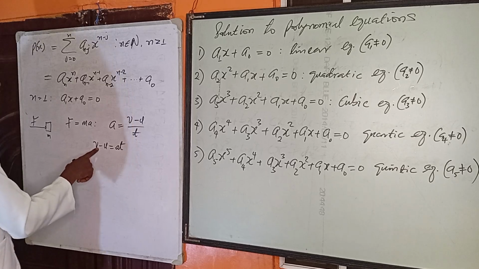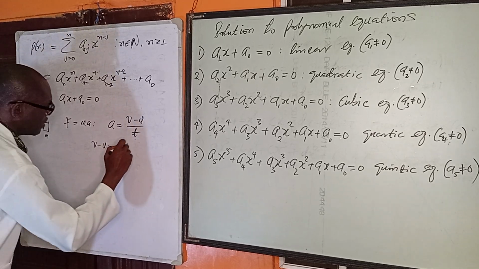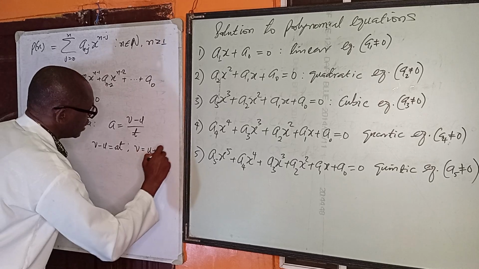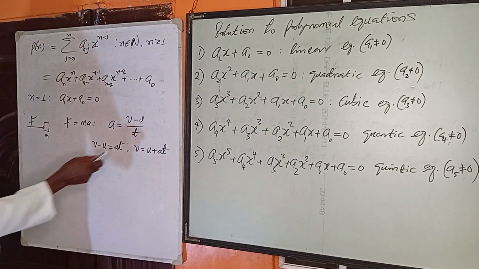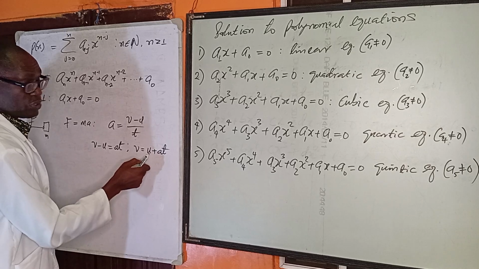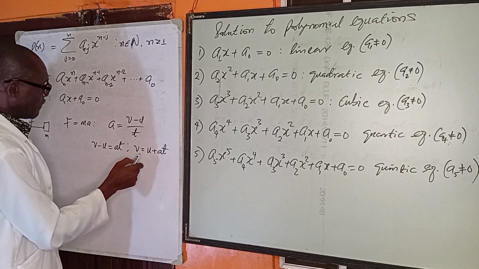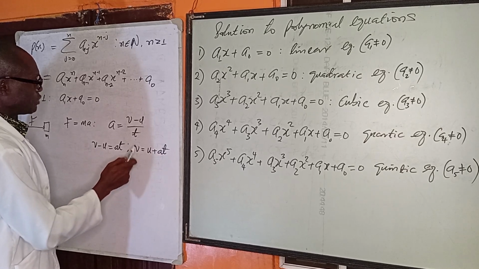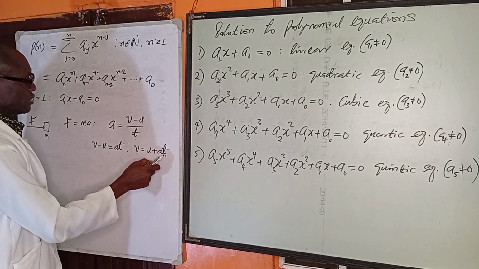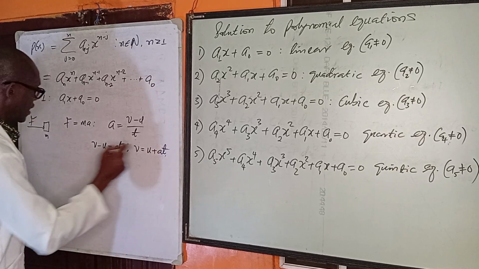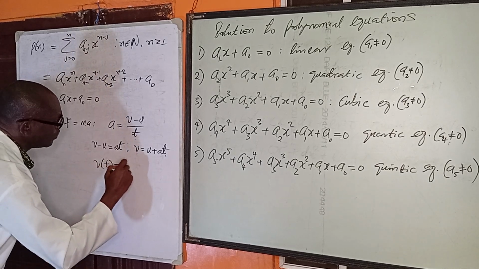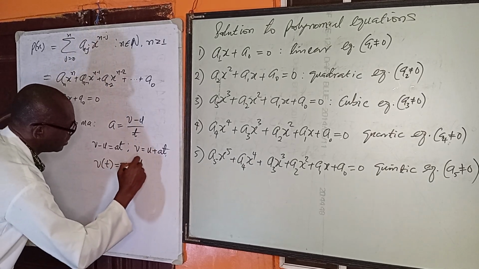If I make v the subject of the formula, I will have v is equal to u plus at. Now, from what we have here, u is the initial velocity and v is the final velocity. You observe that this final velocity depends on what? t. It's a function of time. So that I can write it as v(t) is equal to u plus at.